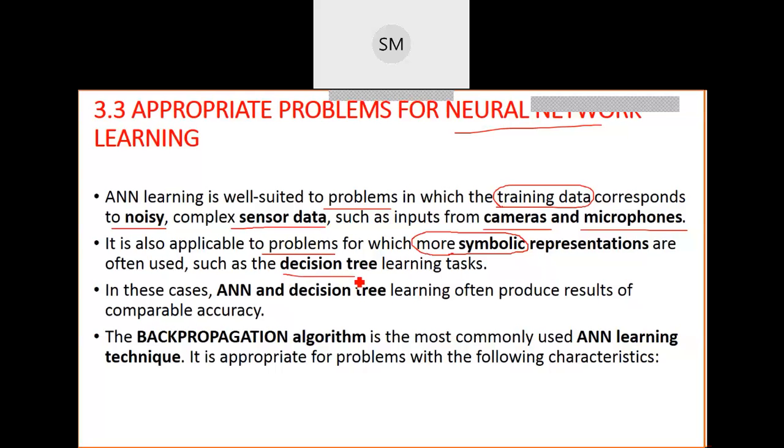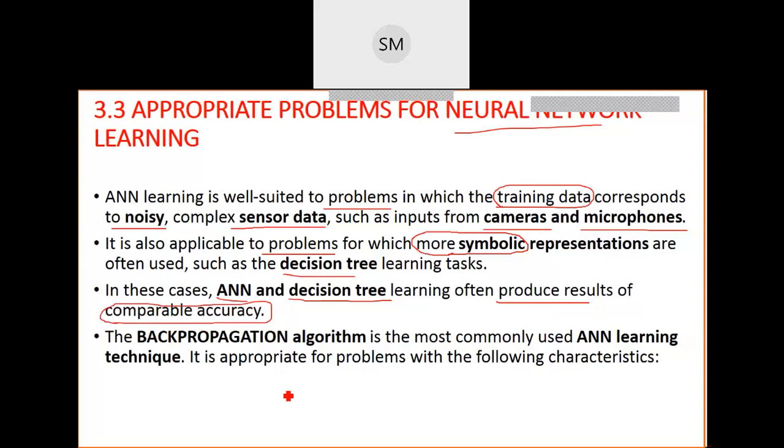In these cases, artificial neural networks, which we are studying in this module, and decision tree learning, which we already studied in the previous module, both are going to give us results with comparable accuracy.